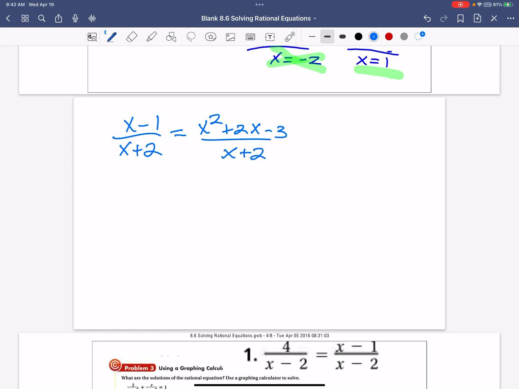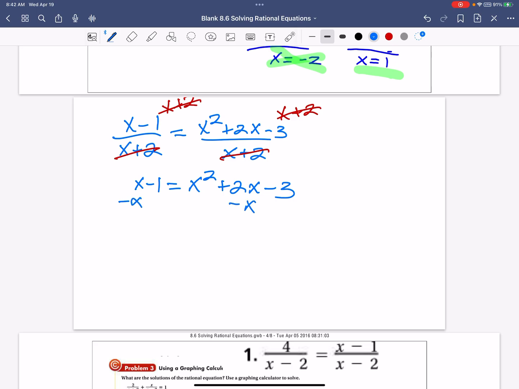So if we multiply by the common denominator, we already have a common denominator, x plus 2's. So we can multiply both of these numerators by x plus 2 and multiply this by x plus 2, because then x plus 2's will cancel, numerator to denominator, and then what do we have left? We have x minus 1 equals x squared plus 2x minus 3.